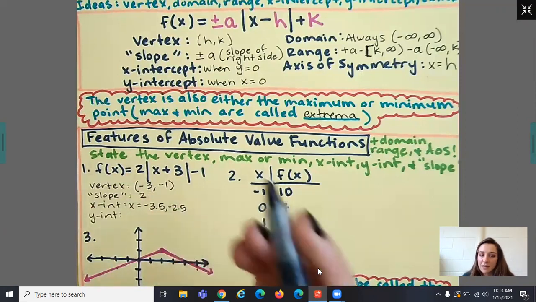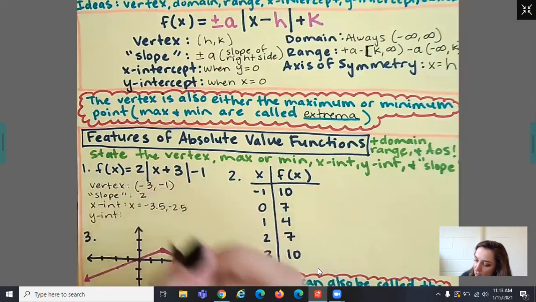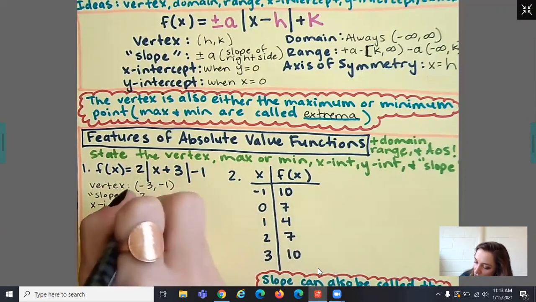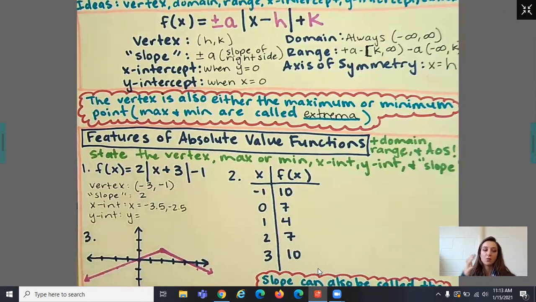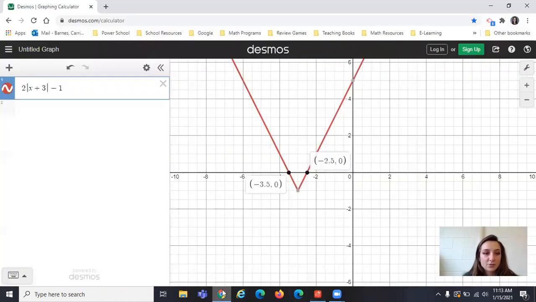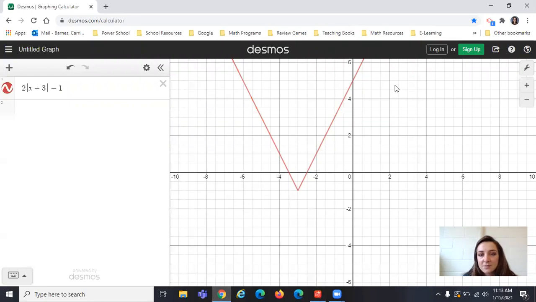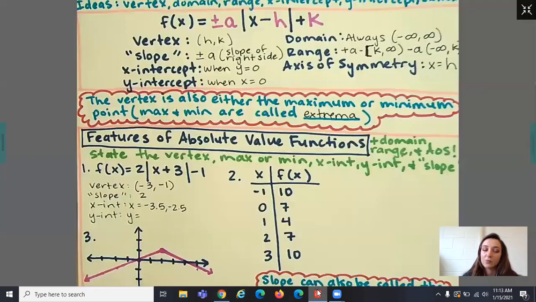So let's do our y-intercepts now. And we're just going to do the same thing. Since we have Desmos, there's no need to really solve it by hand. So we're just going to look for the y-intercept on Desmos. The y-intercept is going to be where it's crossing the y-axis. That's also where x equals 0. And that is happening right here at positive 5. So our y-intercept is going to be y equals 5.